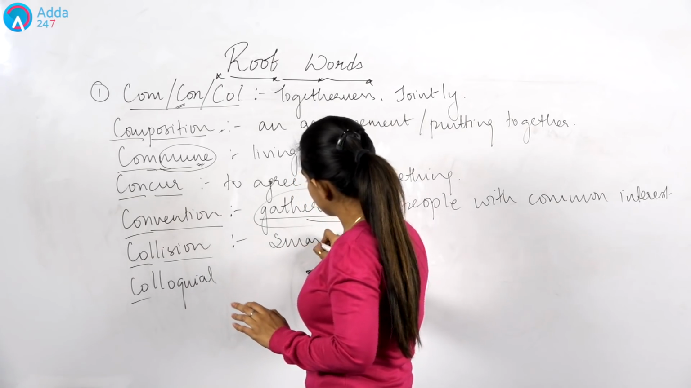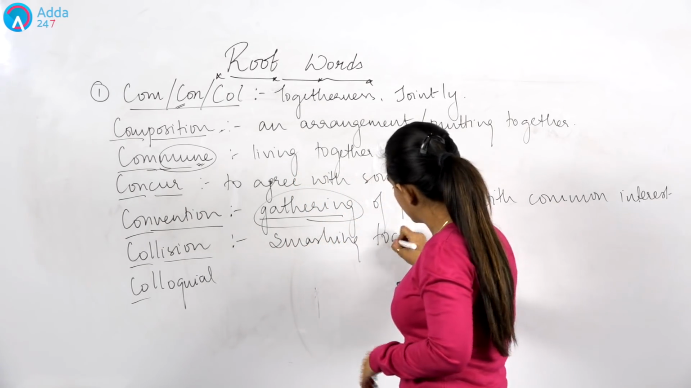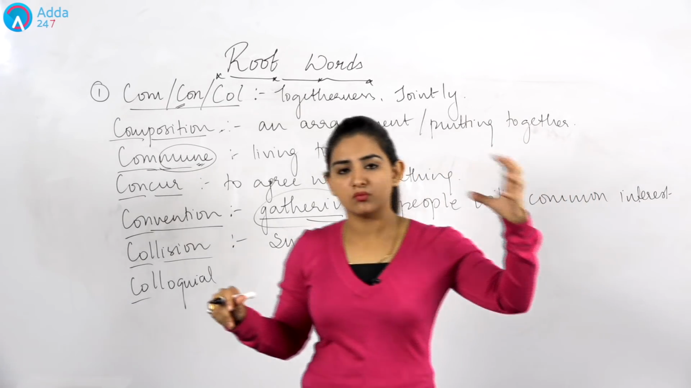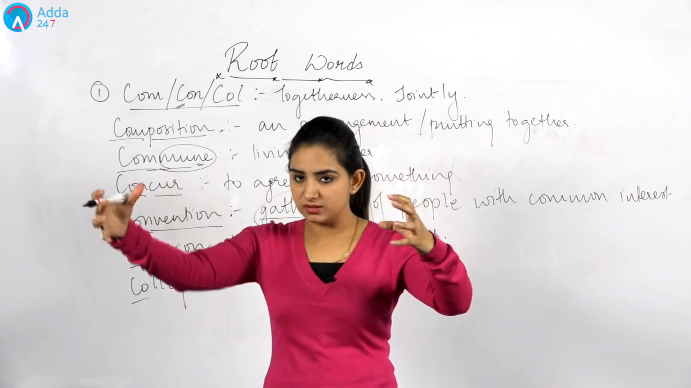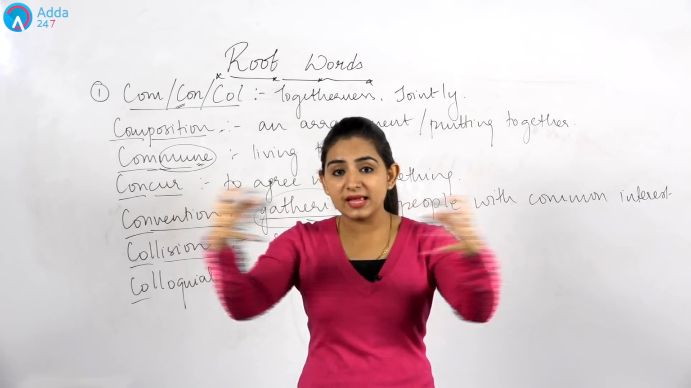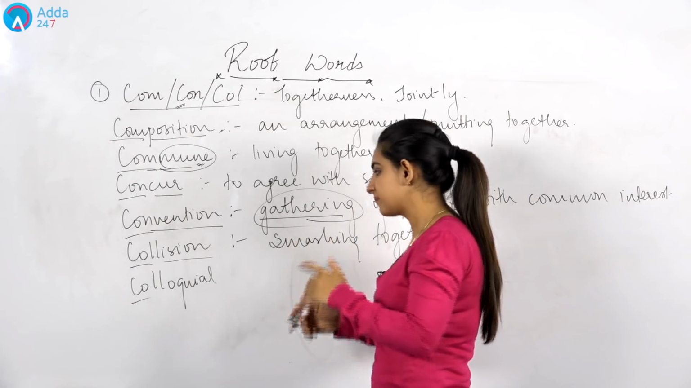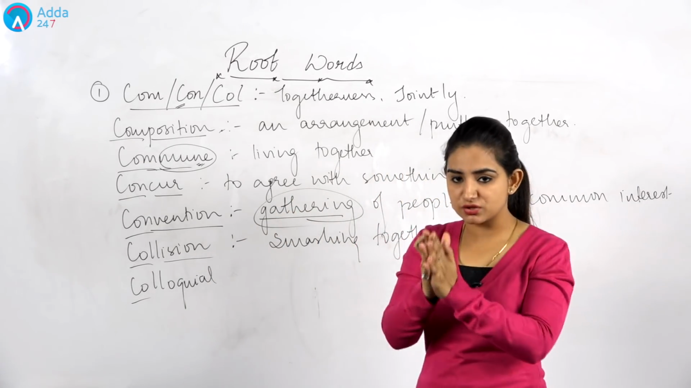Collision means smashing together. Now what does it mean, smashing together? One substance or one man or one woman was coming from this side and the other was coming from this side and they banged together, and this is what we mean by smashing together. You smash together. So collision means when something smashes together.